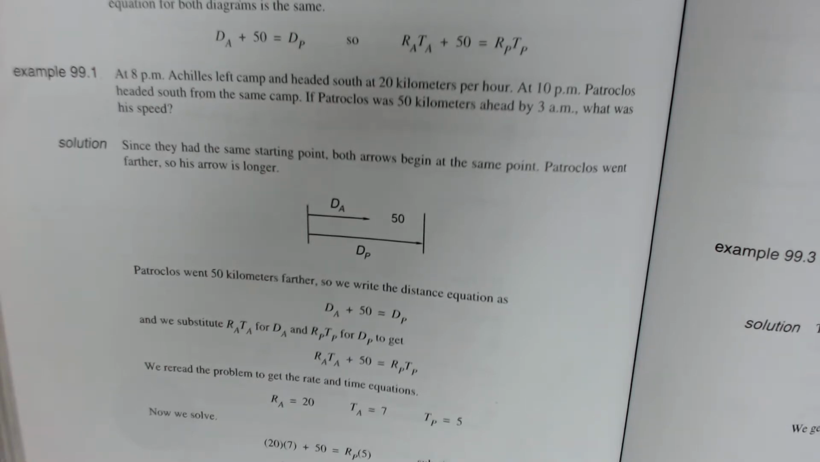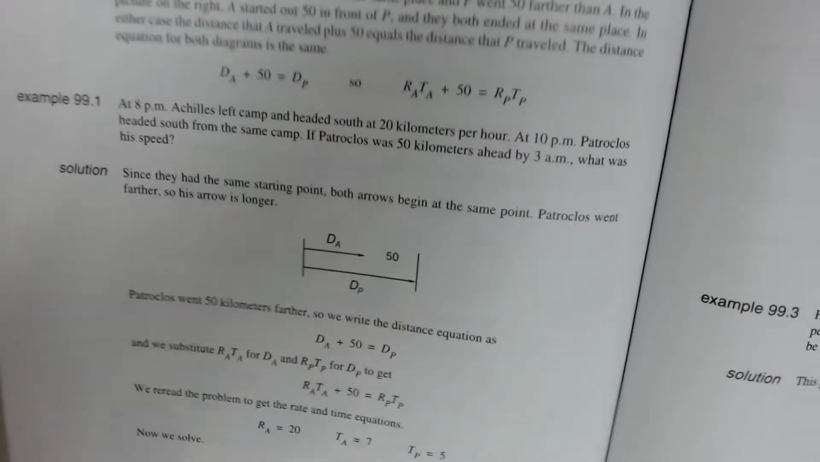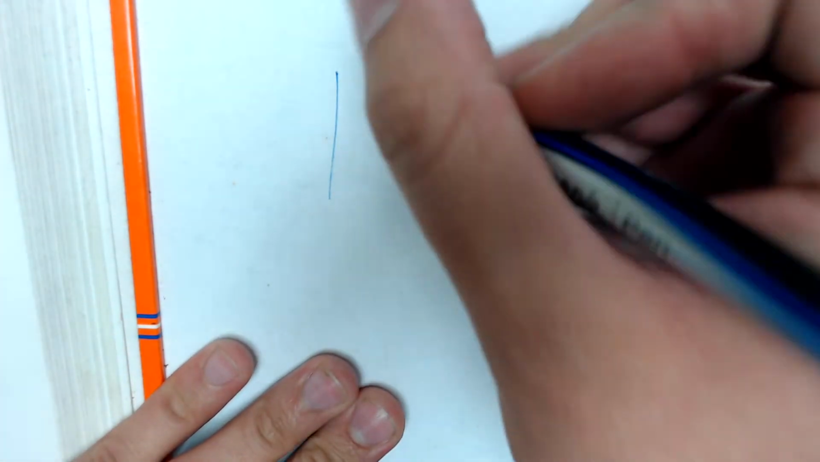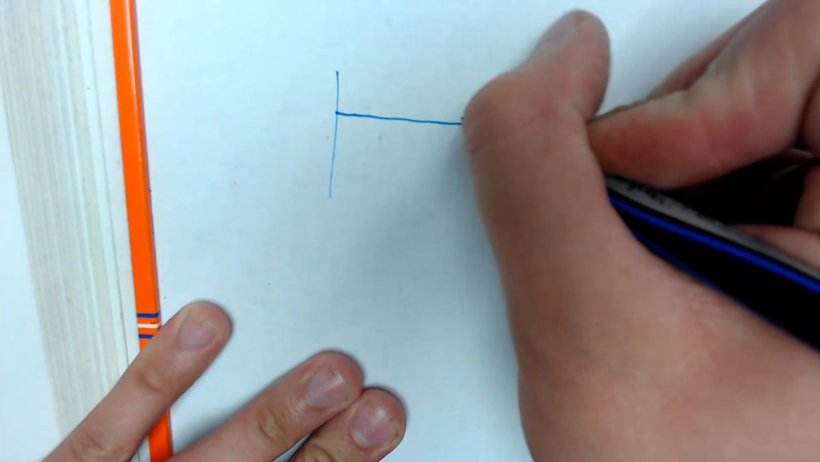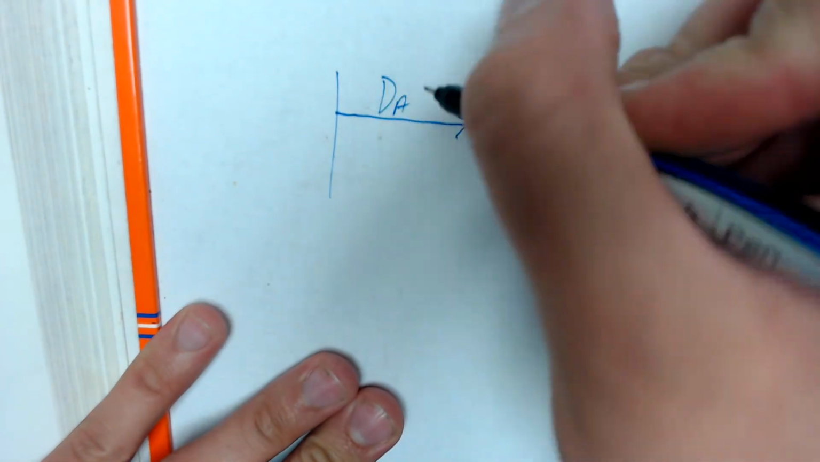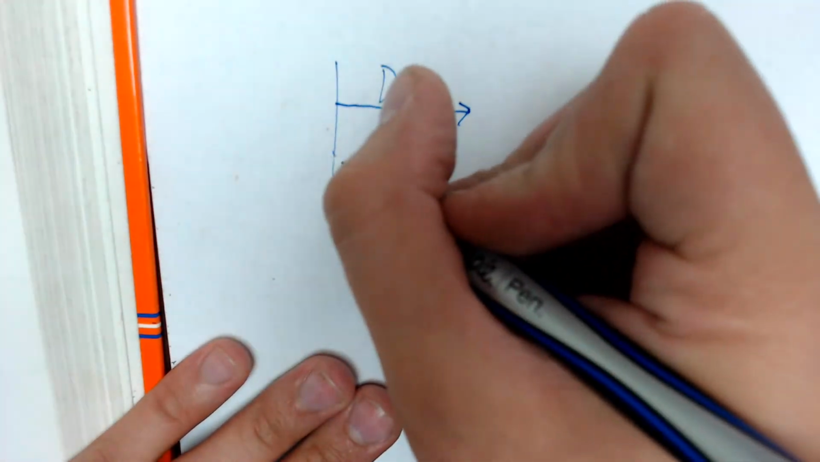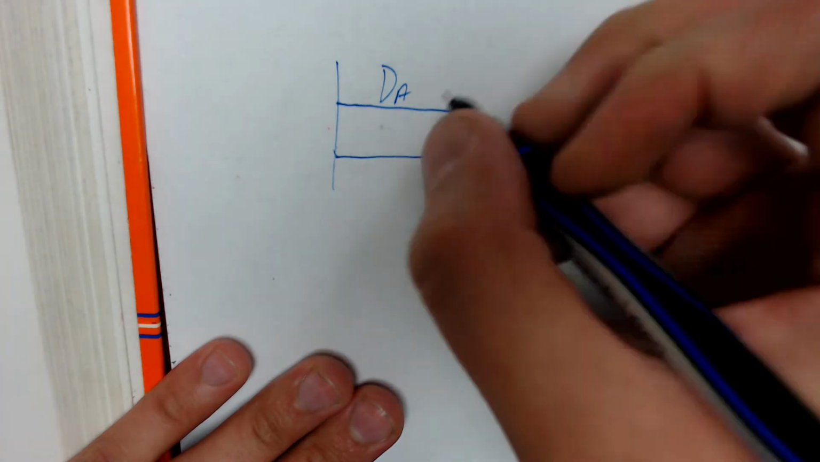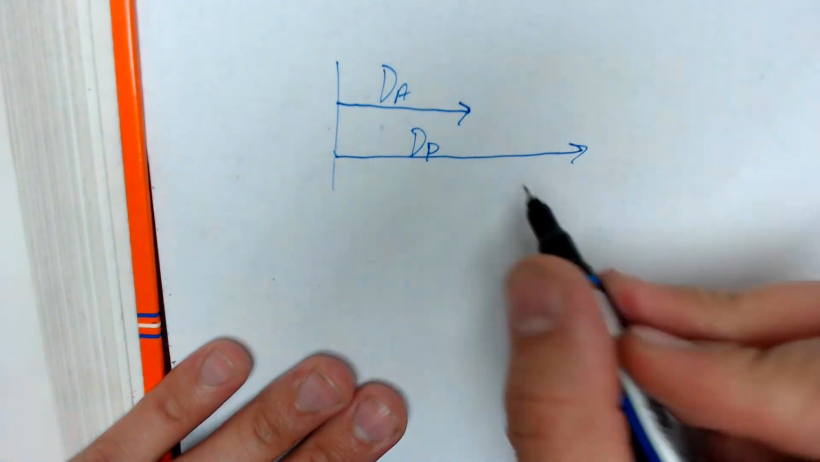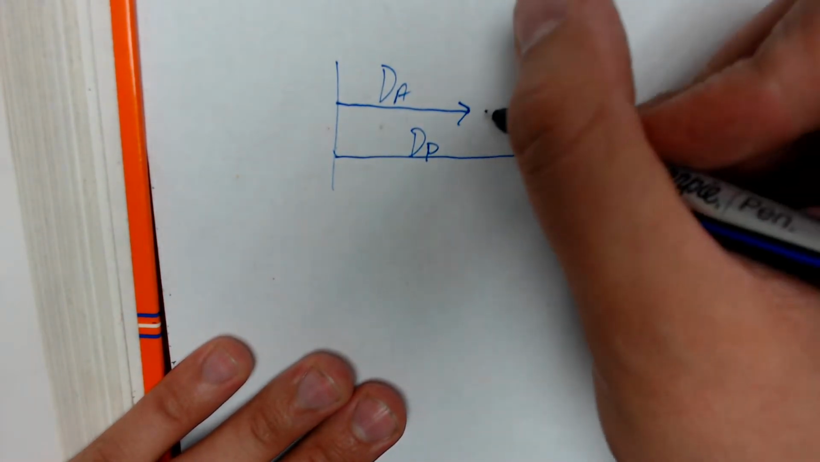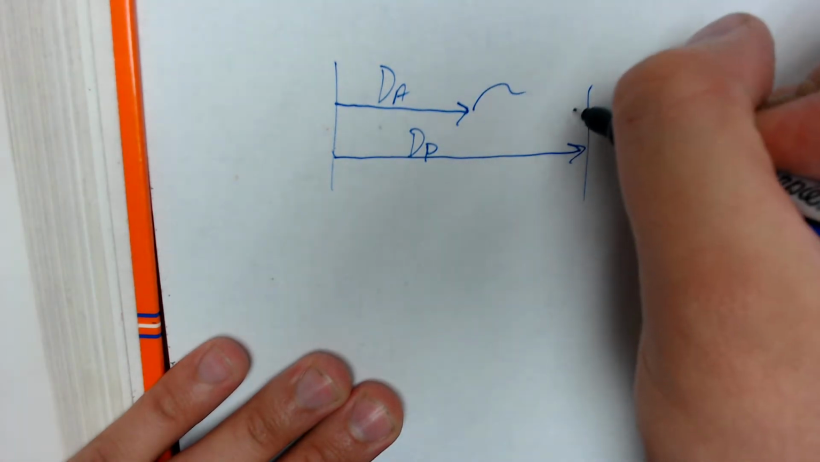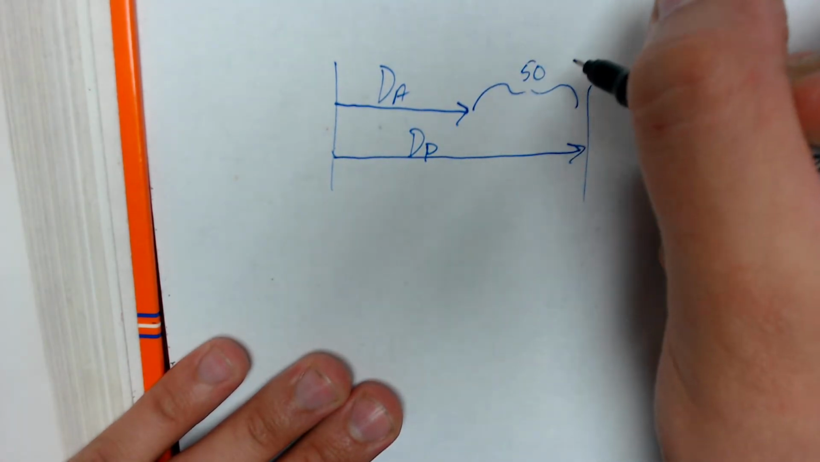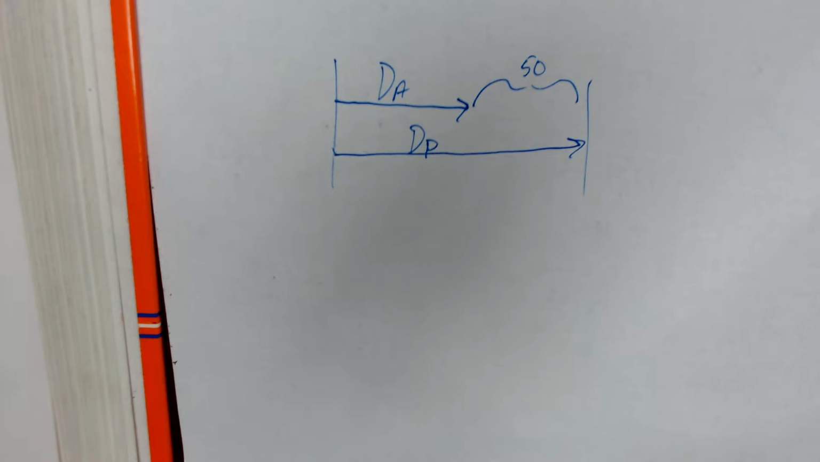So in this problem, Achilles and Patroclus are both leaving the same camp in the same direction. So we have the distance of Achilles, he's leaving the camp, and then Patroclus leaves the camp and then passes Achilles, and he's 50 kilometers ahead of him. So this distance right here is 50 kilometers.